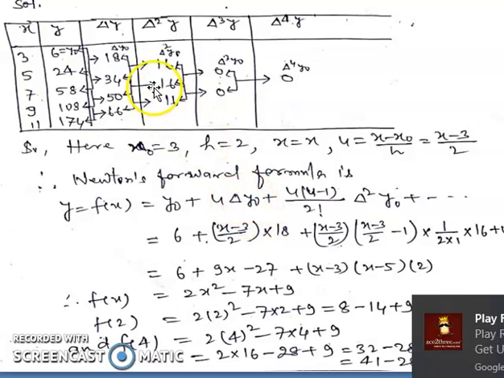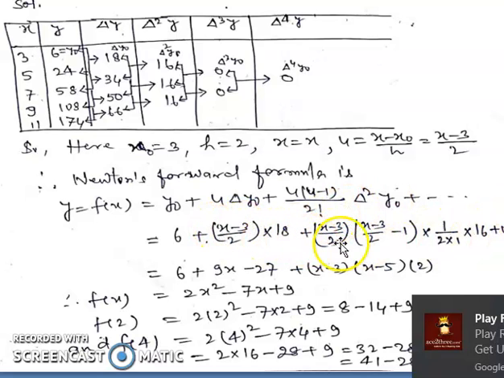And del y0, what is del y0? Del y0 is 18, so here 18. Then u(u minus 1) divided by factorial 2: put the value of u as x minus 3 divided by 2, and u minus 1 is x minus 3 divided by 2 minus 1. And what is factorial 2? Factorial 2 is written as 2 into 1. And then del square y0, the first value is 16, so put here 16. The rest of the table is 0, so further terms will be 0.